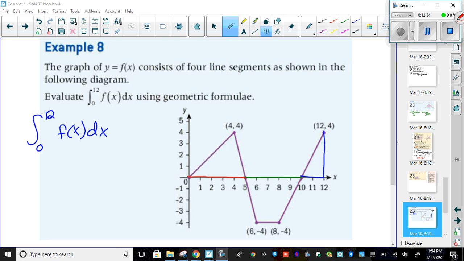Okay, so what is the area of this first triangle here? How much? What's the area of this triangle? 10? The area of this triangle to the right? 4? And the trapezoid? Area is 14. Okay.